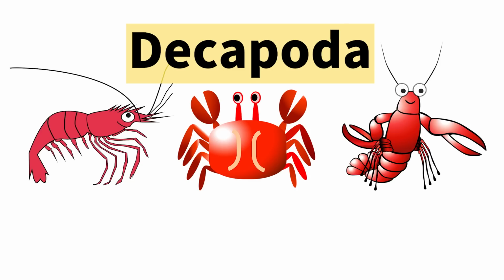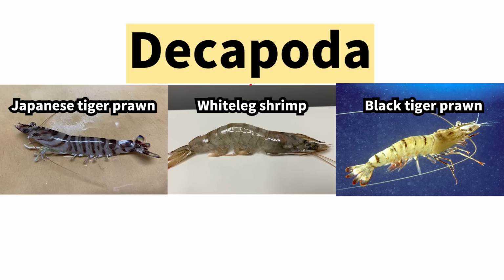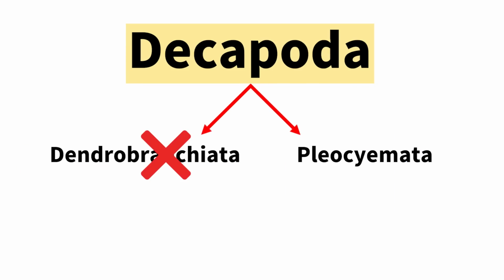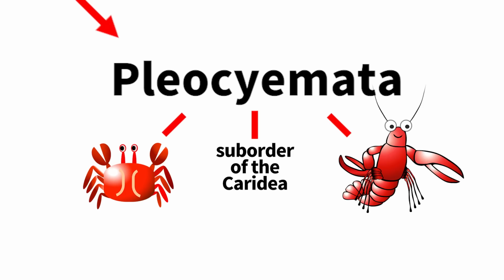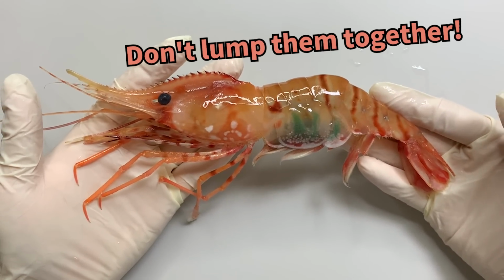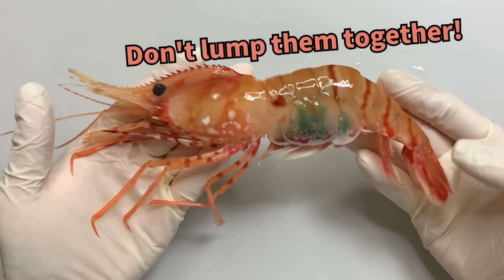Decapods have 10 legs, like shrimp, crabs, and crayfish. The suborders Dendrobranchiata and Pleocyemata divide the Decapoda. Most shrimps we eat belong to the Dendrobranchiata suborder. The Higoromo shrimp, however, belongs to the Pleocyemata suborder, not Dendrobranchiata. Crabs and lobsters also belong to the Pleocyemata suborder. Interestingly, the Higoromo shrimp is more similar to crabs and lobsters than it is to shrimps from the Dendrobranchiata suborder.